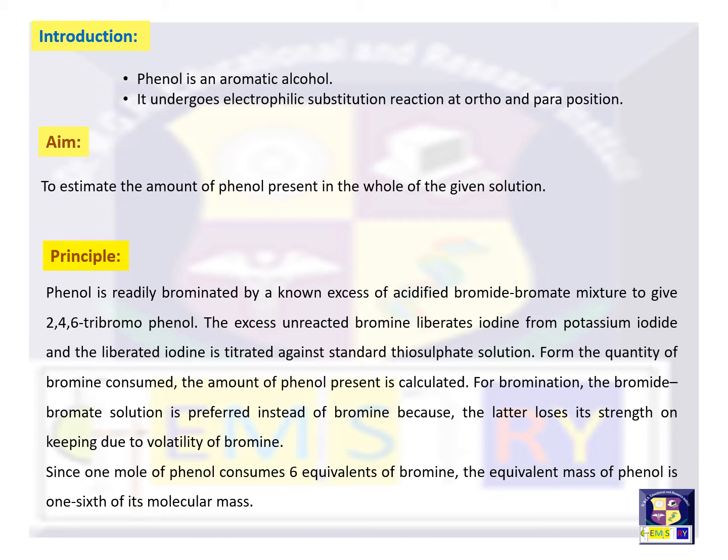For bromination, the bromide-bromate solution is preferred instead of bromine because the latter, that is the bromine, loses its strength on keeping due to volatility of bromine. Since 1 mole of phenol consumes 6 equivalents of bromine, the equivalent mass of phenol is 1/6 of its molecular mass.